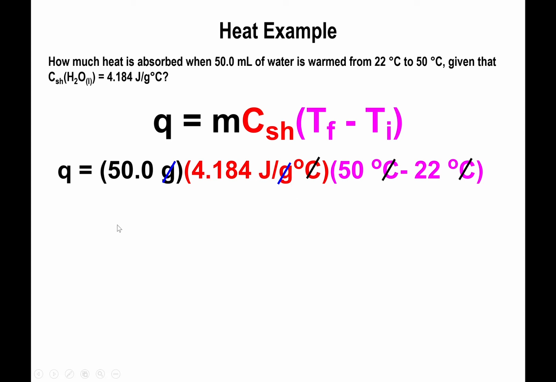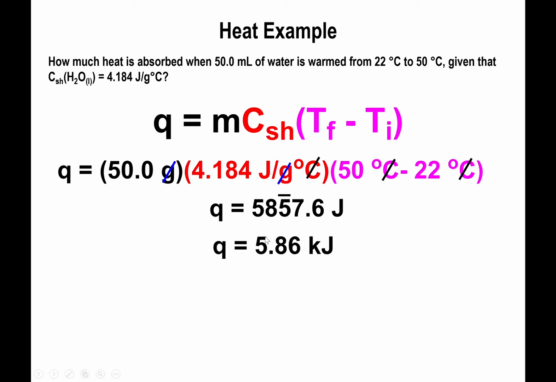Okay, so 50 minus 22 is equal to 38 degrees Celsius. Oh, excuse me, 28 degrees Celsius. Multiplying that by the heat capacity and the 50 grams yields a value of roughly 5,857.6 joules, which if you divide by 1,000, you can obtain the same heat in terms of kilojoules. And this time, I'm rounding it to the third significant figure since we only have 3 sig figs in the various numbers given. And I'm assuming that the temperatures are exact numbers for simplicity's sake.